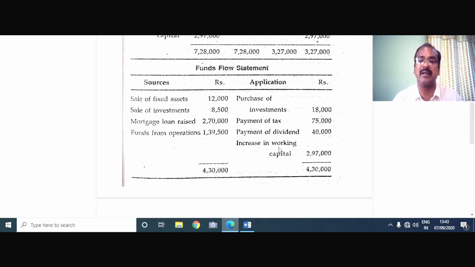Increase in working capital, this also we learned through the preparation of schedule of changes in working capital. Sale of fixed assets, source of fund, sale of investment, source of fund, mortgage loan raised during the year that I explained in the beginning of this video. Then funds from operation is also recorded. So the total of sources and application of funds comes to 4,30,000 on both sides.